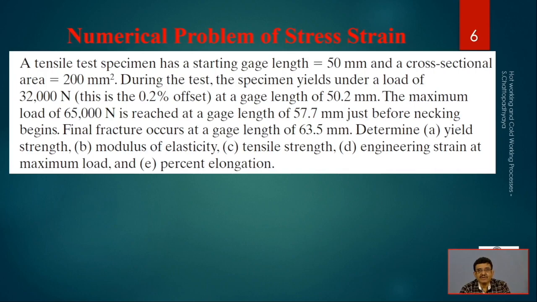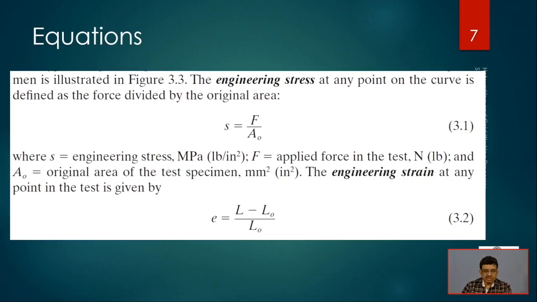So it is illustrated in those figures. Whatever we have seen, the engineering stress at any point of the curve is defined as the force divided by the original area, that is F by A0. S is engineering stress, F is the applied force, and A0 is the original area of the test specimen. Engineering strain at any point is given by L minus L0, whatever the length minus the original length, divided by L0. So that will be engineering strain. That is the basic formula associated with that.